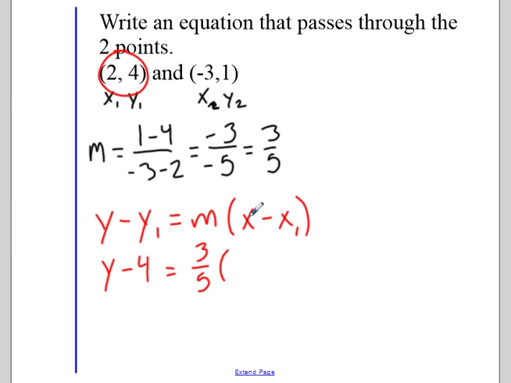times, and again, this x, we need x's in our final answer. This x stays, and the x1 is right there, the 2. So minus 2. We're going to go ahead and distribute this out. So we end up with 3 over 5x, because this times x is 3 over 5x. 3 over 5 times 2 would be 3 times 2 is 6 over 5. A positive and a negative make a negative.